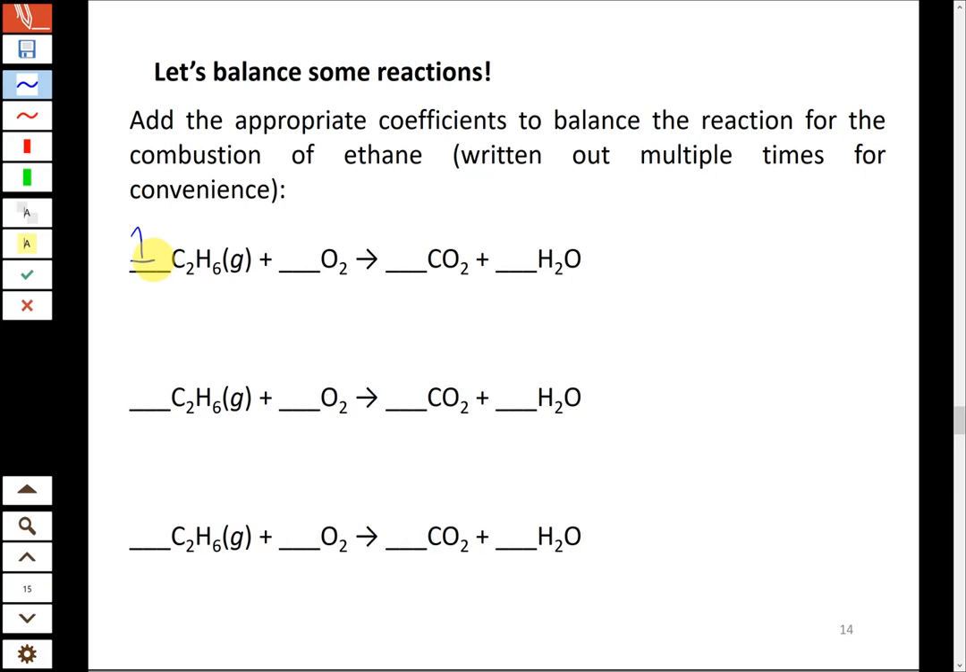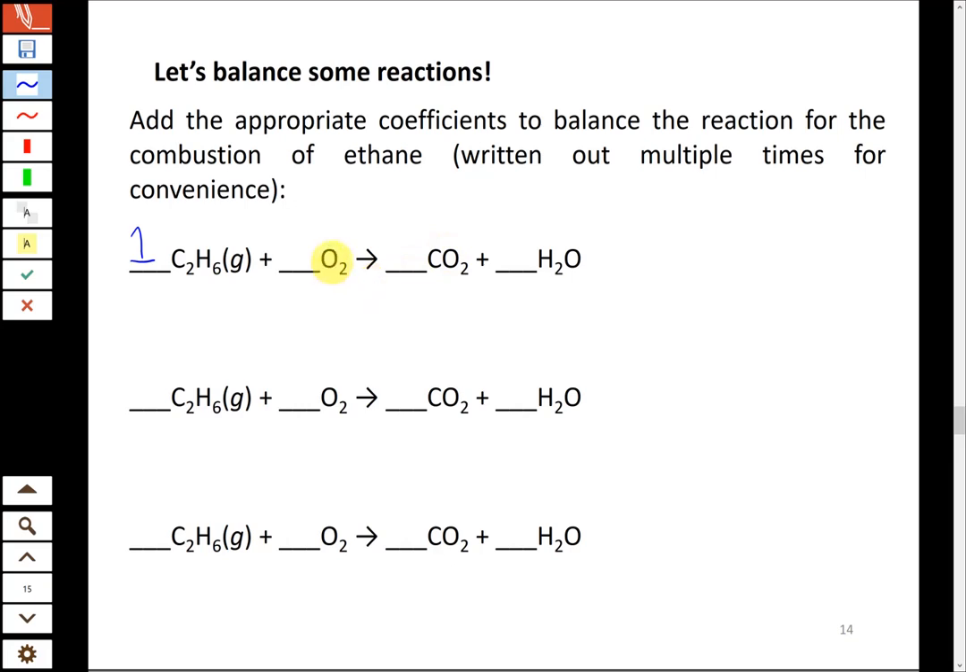Because if you're trying to change all the coefficients at the same time, you might adjust one coefficient and that messes up the other one. You have to go back and forth a million times. So set something to 1 ideally to start, and that's what I'm going to do here with C2H6. And then what you want to do is find elements that only appear once on each side of the arrow and balance those first.